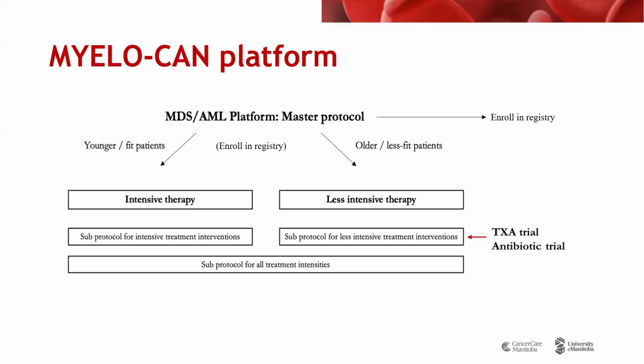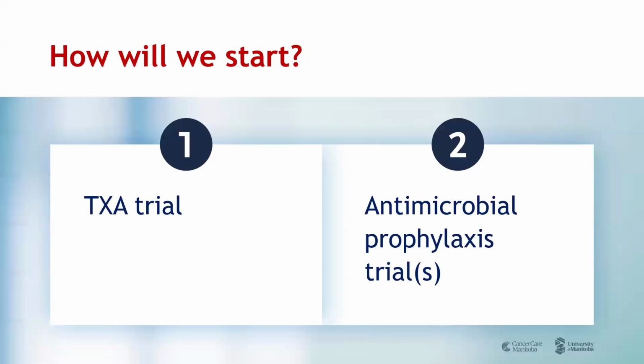So this is the design of the MyeloCan platform. It's very broad and is essentially built to allow the enrollment of anybody with MDS or AML, currently in the adult setting. And really what we've started with is 2 trials, and both of them are primarily looking at supportive care. So the first trial we're looking at is a trial of tranexamic acid, and the second trial that we're doing is a trial of antimicrobial prophylaxis.